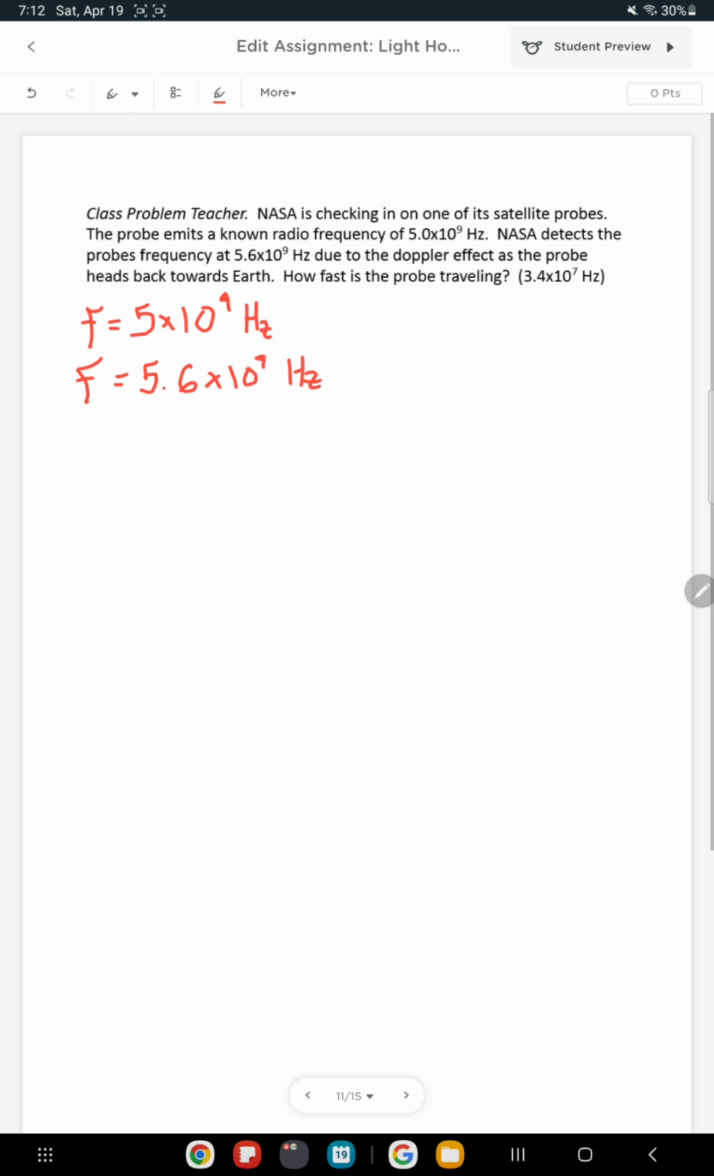Now, if it's emitting 5 times 10 to the ninth and we're receiving 5.6, why is there a shift in frequency? That's the Doppler effect we talked about. The probe is in motion and coming toward us, so it shifted the frequency up higher. And then how fast is the probe going?